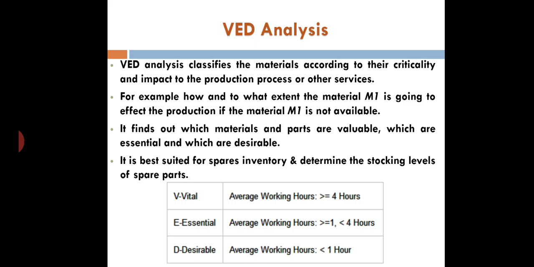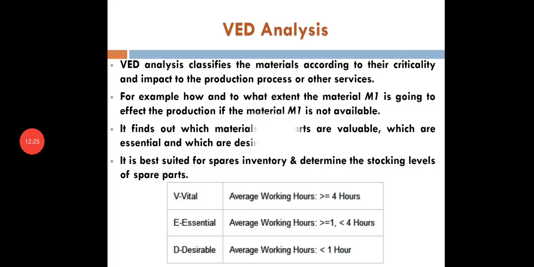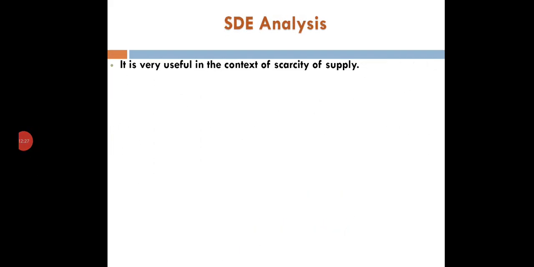So you can see the chart where based on the average working hours, if a particular missing item will cause an increase in average working hours, say more than 4 hours, you can take it as vital. So it's only an example. It is best suited for spare inventory, spares and maintaining the stocking level of spare parts. VED is normally utilized for that.